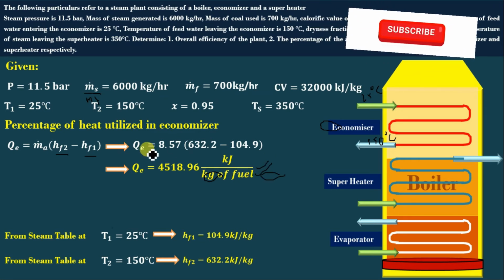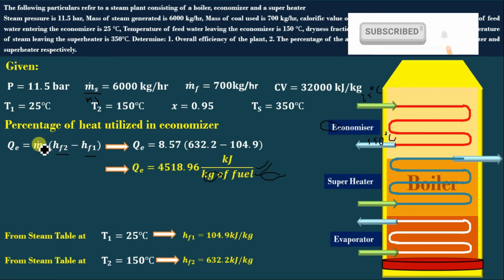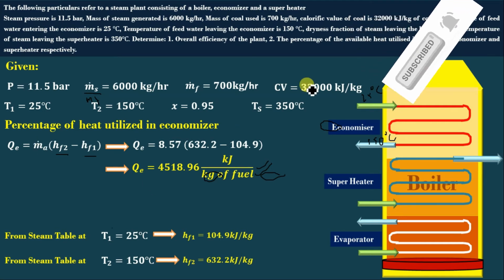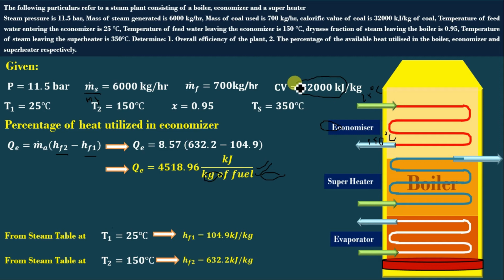Very, very important because we are using Ma here. How much energy is available to us? Totally 32,000 kilojoule energy is available per kg of fuel. Here also per kg of fuel. So to find out the percentage of heat utilized, QE divided by CV, the percentage, if you see, is 14.12 percentage in the economizer. This is the percentage of heat utilized in the economizer.